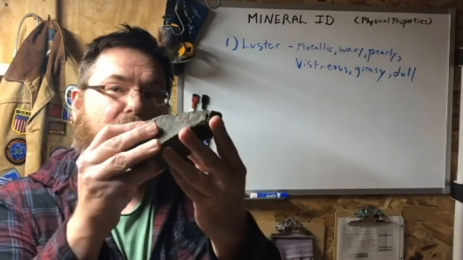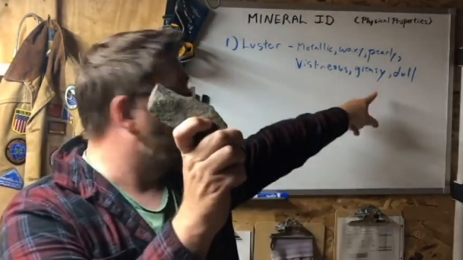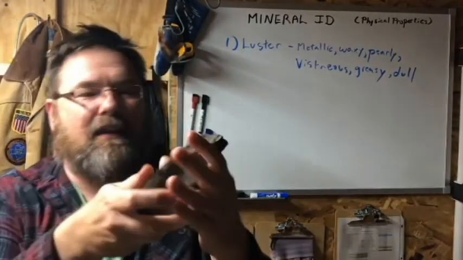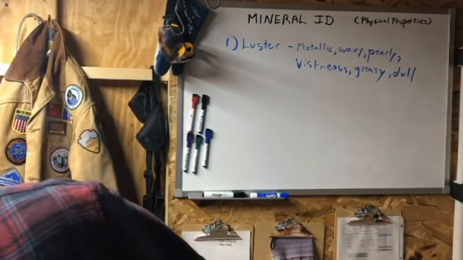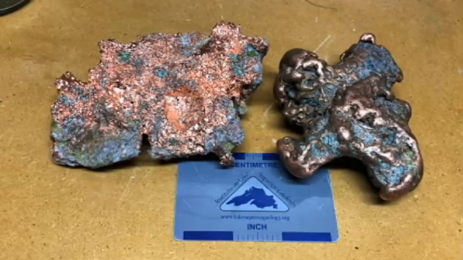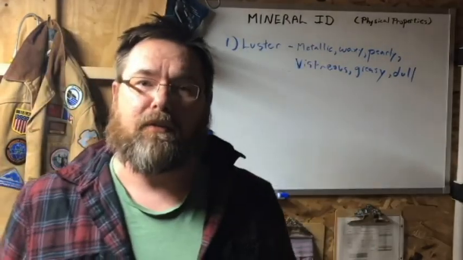This rock here, it's not a mineral, but minerals can look like this too, is dull. It doesn't shine, it doesn't gleam, it doesn't sparkle, it doesn't do any of that stuff. Now we can have combinations as well. This piece of copper definitely has a metallic luster to it. This one also does, but not as brightly. It's kind of dull, so you could describe its luster as metallic and dull. I think that's all I'm going to say about luster.